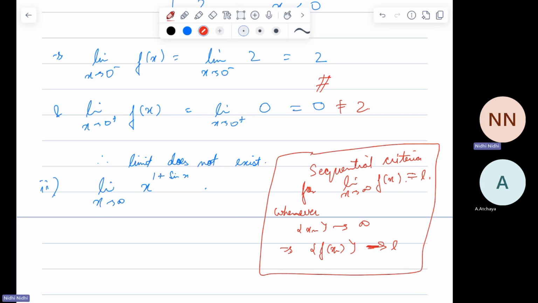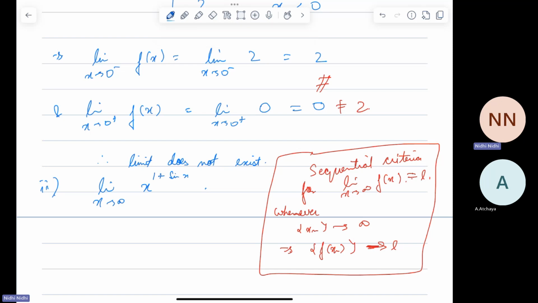There's not much difference if we replace this x naught by infinity, at least for the sequential criteria. Yeah, the epsilon delta definition will have quite a difference. So in this case, one can easily see that using sequential criteria, we can say that this limit does not exist, or we can say that the limit will be infinity.